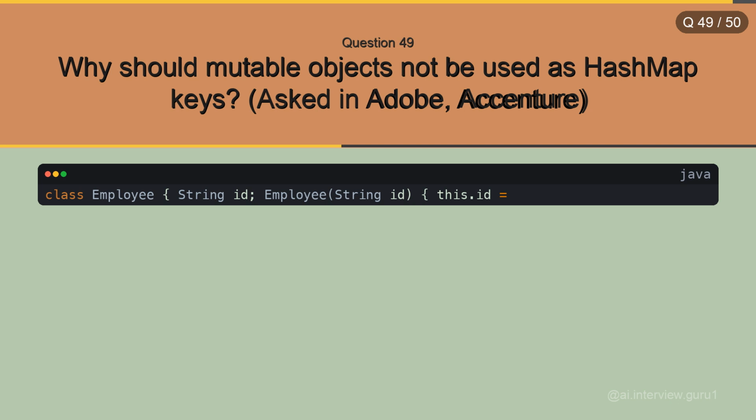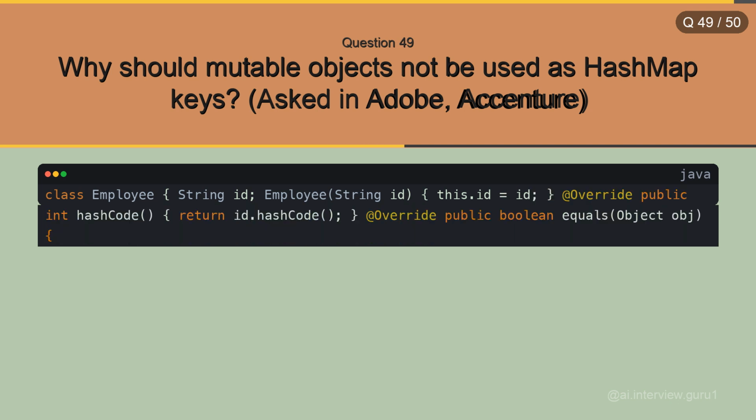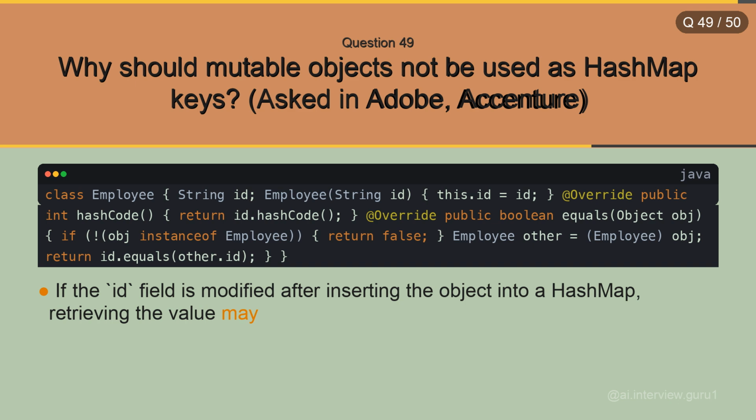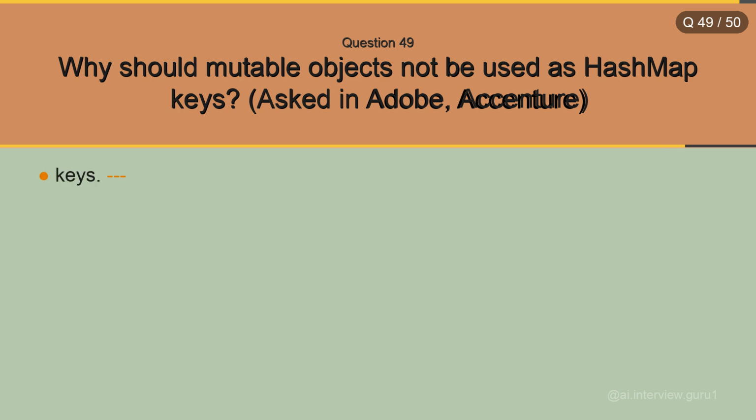Example: class Employee { String id; Employee(String id) { this.id = id; } @Override public int hashCode() { return id.hashCode(); } @Override public boolean equals(Object obj) { if (this == obj) return true; ... Employee other = (Employee) obj; return id.equals(other.id); } } If the id field is modified after inserting the object into a HashMap, retrieving the value may fail. For this reason, immutable objects such as String are preferred as HashMap keys.